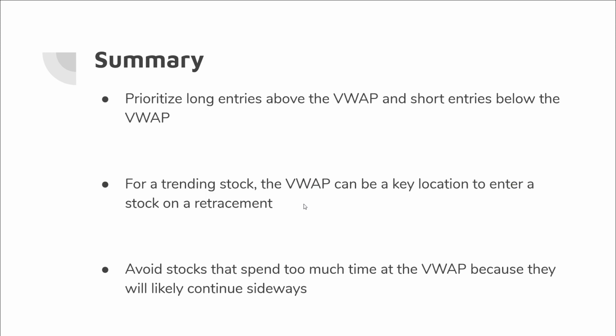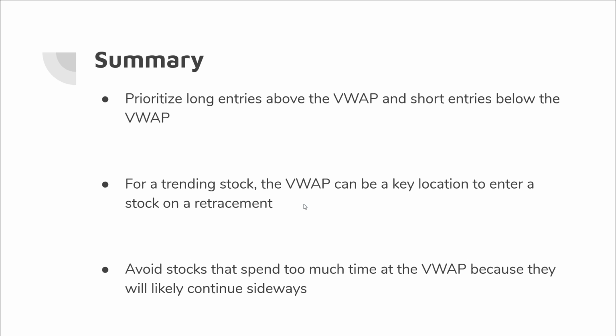Okay, so let's just quickly summarize the three techniques, or the three ways that we use the VWAP. First, we want to prioritize long entries above the VWAP and short entries below. Those are the ones most likely giving us indication that there is net buying, net demand, or net selling, or net supply.